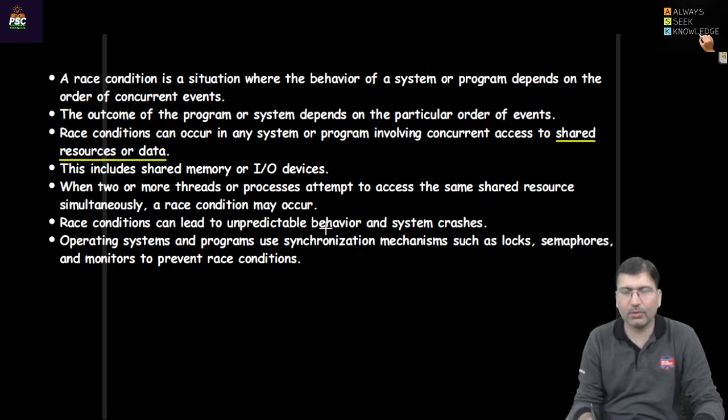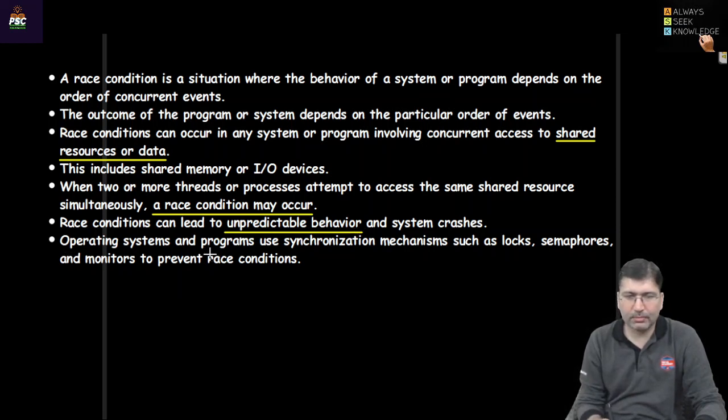If concurrent processes are working on that, and we do not synchronize such processes, there can be a race kind of condition or situation. This includes shared memory or IO devices. So any kind of shared resource, maybe the memory or an IO device. When two or more threads or processes attempt to access the same shared resource simultaneously, a race condition may occur. It's saying may occur, right? We'll take an example after that. A race condition can lead to unpredictable behavior of the system. The output cannot be predicted, or in different situations, the output may come different.